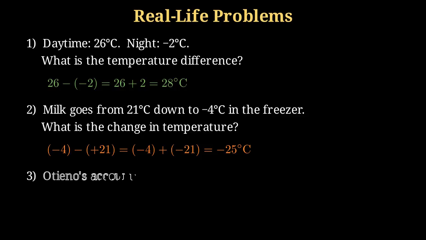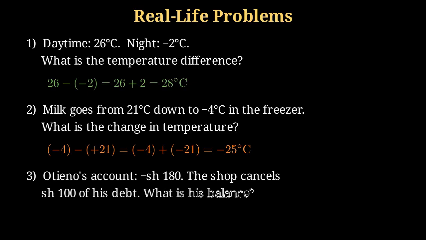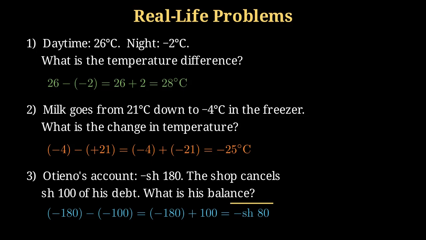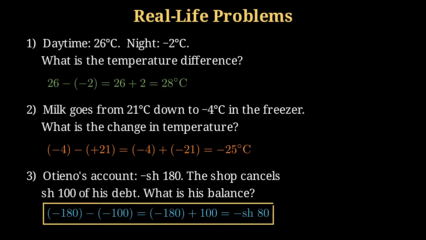Problem 3. Otieno owes the shop 180 shillings. His balance is -180. The shopkeeper cancels 100 shillings of the debt. What is his balance now? Canceling debt means subtracting a negative. -180 minus -100 is -180 plus 100, -80. He still owes 80 shillings, but he's 80 shillings better off than before. Removing a negative really is a gain.